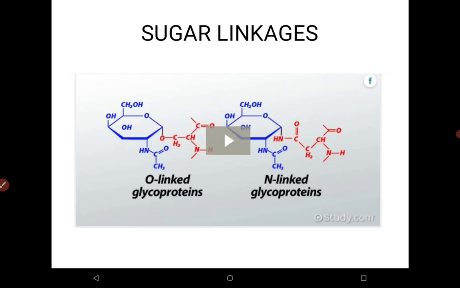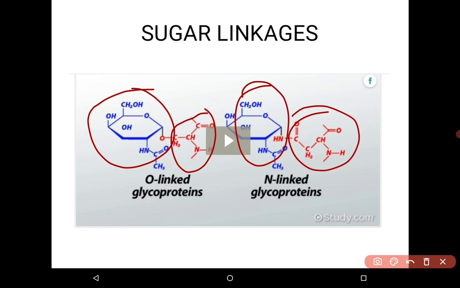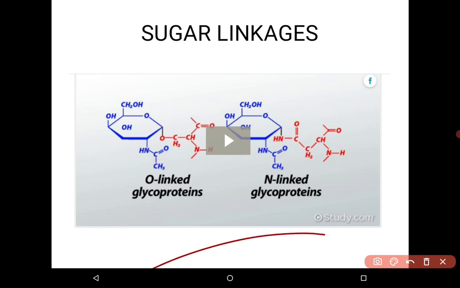So the linkage here is called the O-linked. It occurs between proteins and glucose. For example, this one right here is a glucose molecule. It attaches itself to a protein. This is another glucose molecule attached to a protein. These are conjugated type of proteins that we talked about.